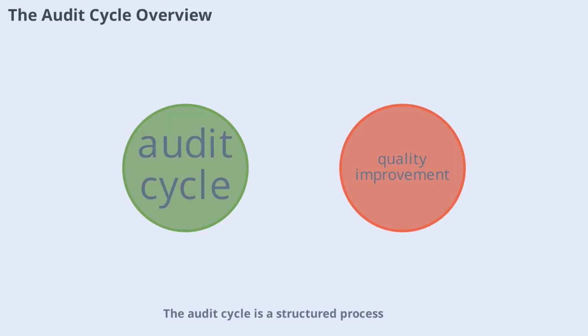The audit cycle is a structured process that guides radiography teams through quality improvement. It typically involves 5 key steps: identifying a topic, setting standards, collecting data, comparing results, and implementing change. This cyclical approach ensures that improvements are ongoing and that standards are continually met or exceeded. Each stage is vital for achieving meaningful and sustainable enhancements in radiographic practice.